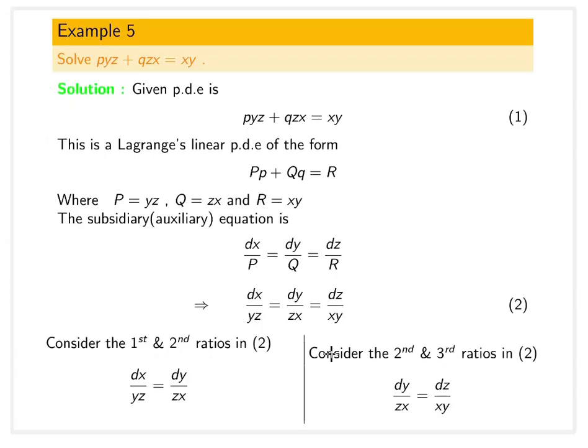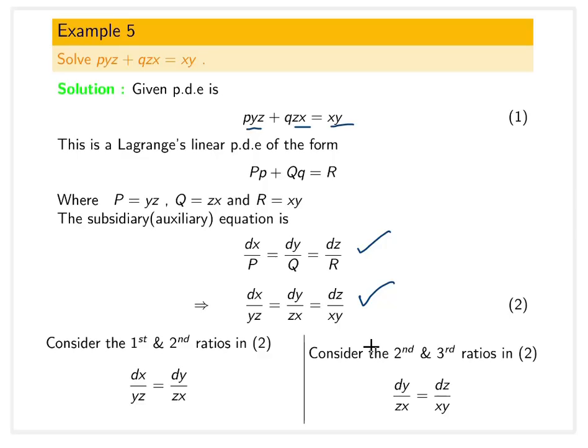Next, example 5: p yz plus q zx is equal to xy. Take this as equation number 1. This is of the form capital P small p plus capital Q small q is equal to capital R, which is called the Lagrange linear partial differential equation. Here capital P is yz, capital Q is zx, and xy is our capital R. So these are the subsidiary equations. Replace our capital P, Q and R in the subsidiary equation.